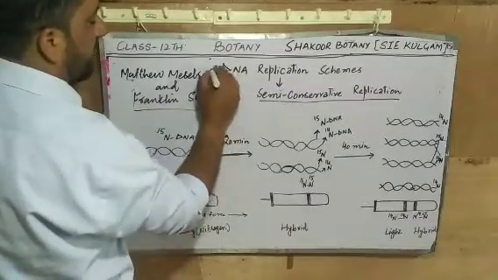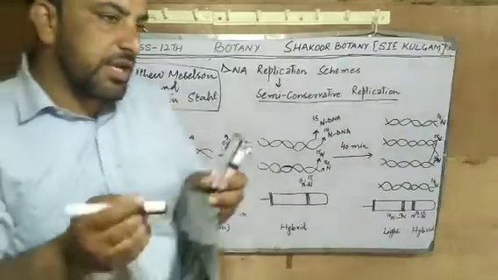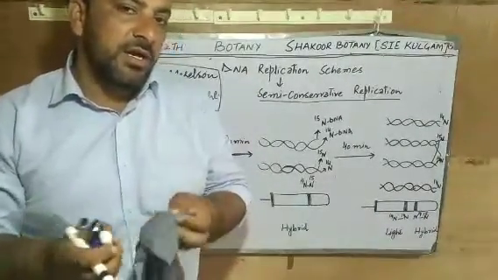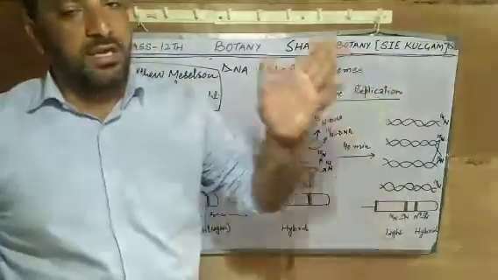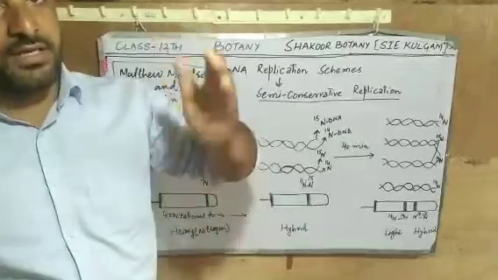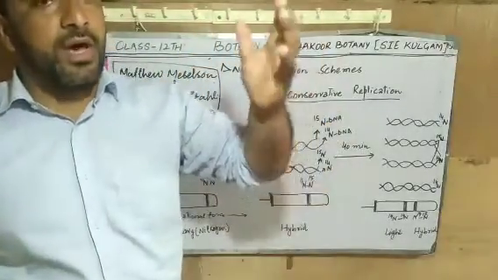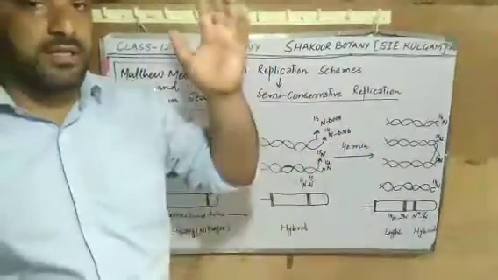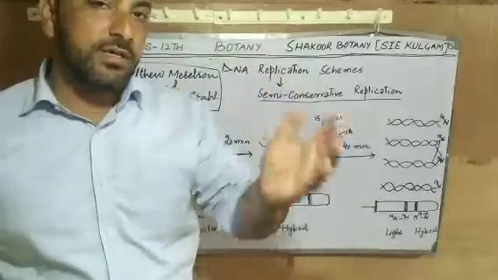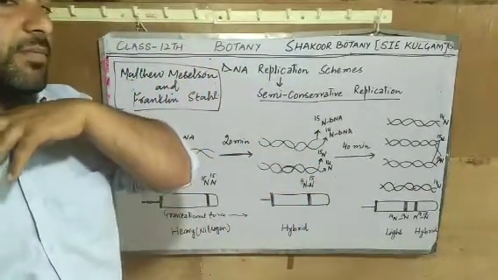सबसे पहला मैंने आपको बताया सेमी कंजर्वेटिव मोड ऑफ रेप्लिकेशन ऐसा मोड ऑफ रेप्लिकेशन है, ऐसा तरीका है रेप्लिकेशन का जिसमें एक पेरेंटल डीएनए मॉलिक्यूल के दो स्ट्रैंड्स अलग अलग हो जाते हैं, दोनों स्ट्रैंड्स एज टेम्पलेट एक्ट करते हैं फॉर सेंसेस ऑफ न्यू डीएनए मॉलिक्यूल, और हर किसी नए डीएनए मॉलिक्यूल के अंदर आपको एक पेरेंटल स्ट्रैंड मिलती है और एक न्यूली सिंथेसाइज्ड स्ट्रैंड मिलती है. इसी को हम बोलते हैं सेमी कंजर्वेटिव मोड ऑफ रेप्लिकेशन.